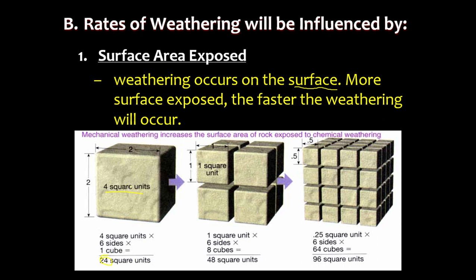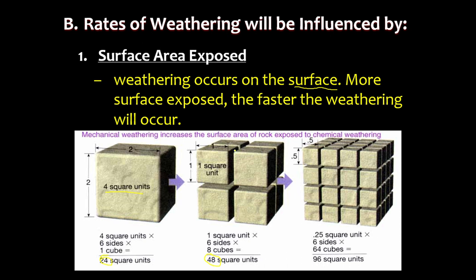Now, if we took this big block and cut it in half, 1, 2, 3 times, now we have 1, 2, 3, 4, 5, 6, 7, 8 smaller cubes. So we have 8 smaller cubes. Again, each cube has 6 sides, but now instead of the 4 square units, each cube has 1 square unit. But when we do the math, 1 times 6 times 8 is now 48. So by cutting these into smaller pieces, we've got even more surface area exposed.